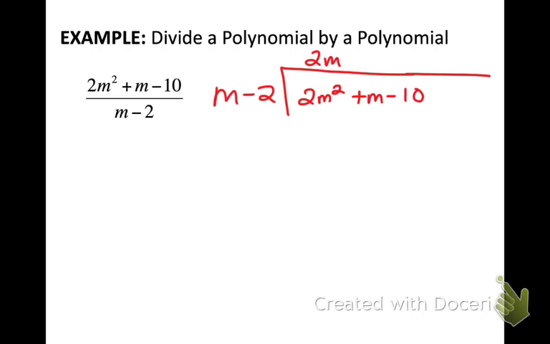So now I'm going to multiply my 2m to the m, but then I'm also going to have to multiply 2m by the negative 2. So I'll have a resulting binomial underneath it. So I'm going to get 2m squared minus 4m. And then what did we do with these numbers over here in simple long division? We subtract them. So this is one big subtraction problem.